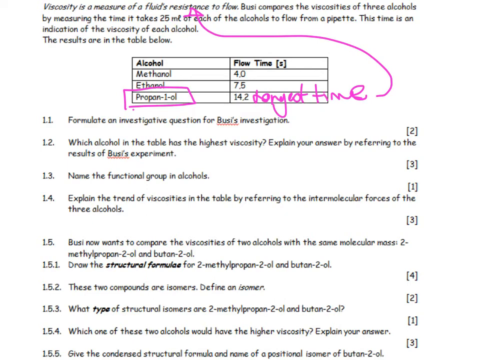Name the functional group in alcohols. The functional group is the OH group, and it is called the hydroxyl group. In this case, they asked for the name, and therefore OH is not good enough. So you only got half of that, and might not even in the final exam.